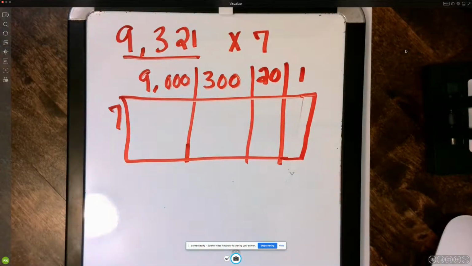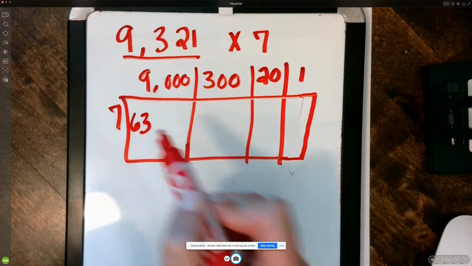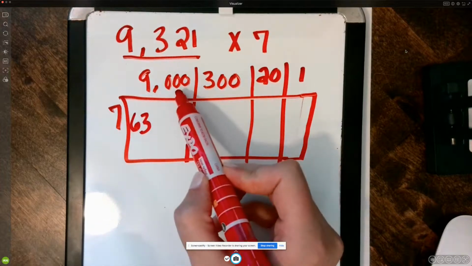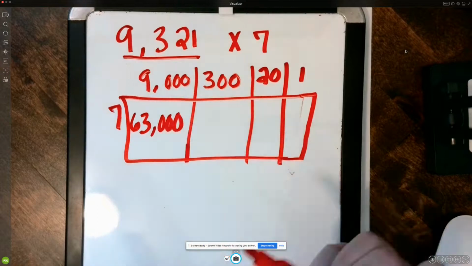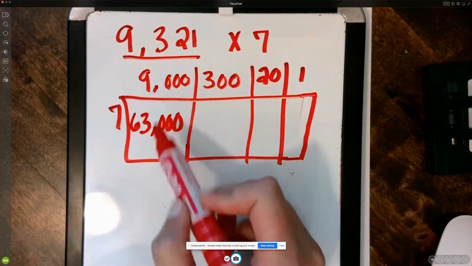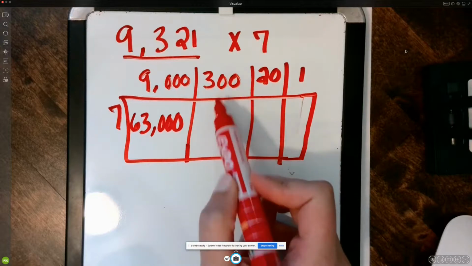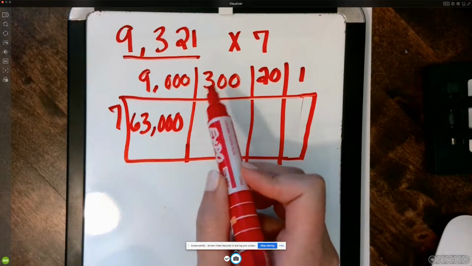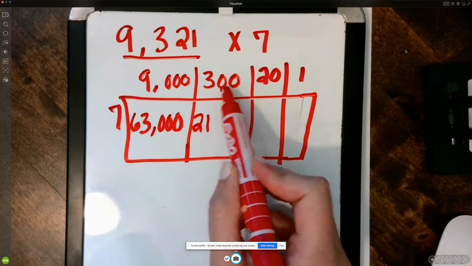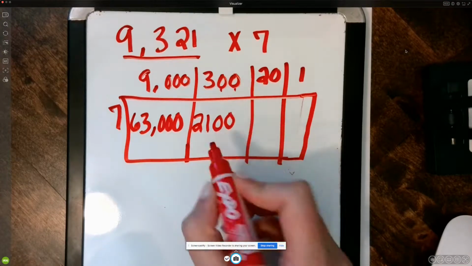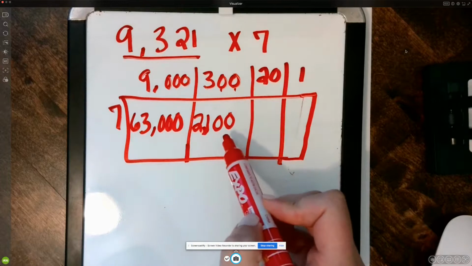So what's 9 times 7? 63. Good job. And how many zeros are in 9,000? 1, 2, 3. So 7 times 9,000 is 63,000. Now I'll move down to my hundreds block. 7 times 3 is 21. And there's 2 zeros here. So 7 times 300 is 2,100.